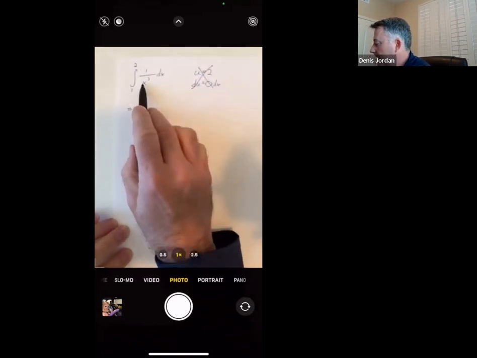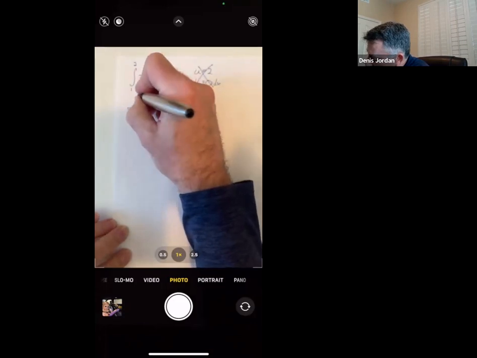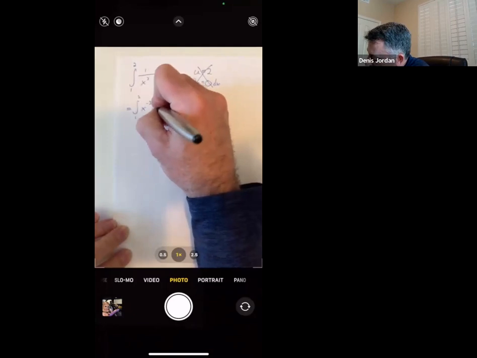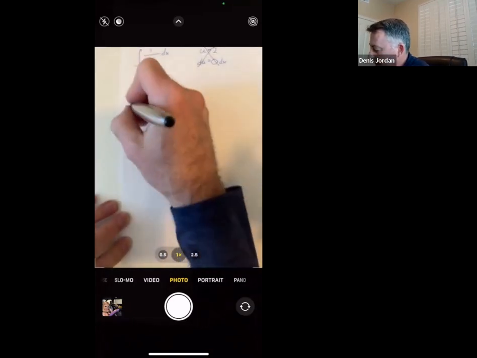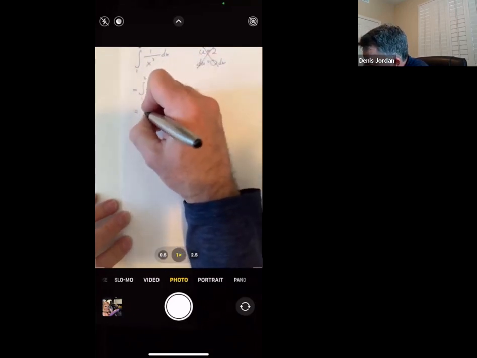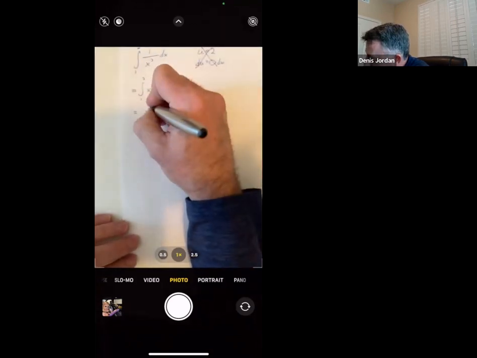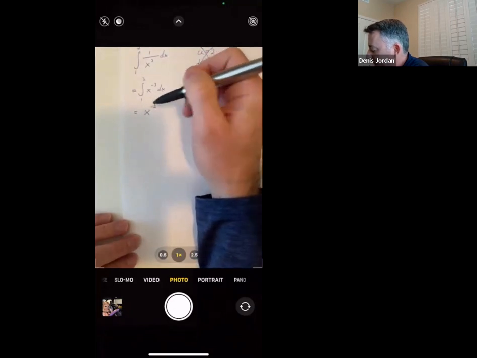So if it's ever just an x down there with an exponent, all you do is just flip it and change the sign on the exponent. So it's just x to the negative third. And now it's just a power rule. So add 1 to your exponent, multiplied by the reciprocal of your exponent.